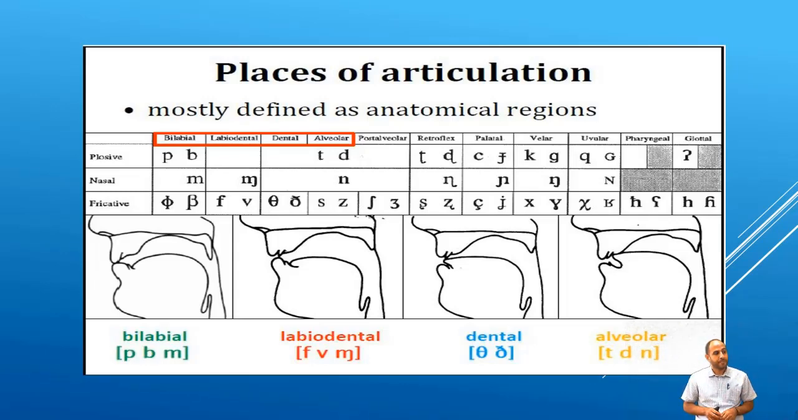Labiodentals are produced with the involvement of the upper teeth coming into contact with the lower lip. In this case, we have the lower lip as the passive articulator, while the active articulator is the upper teeth. Dentals are produced with the tip of the tongue coming into contact with the upper teeth, like th and the.